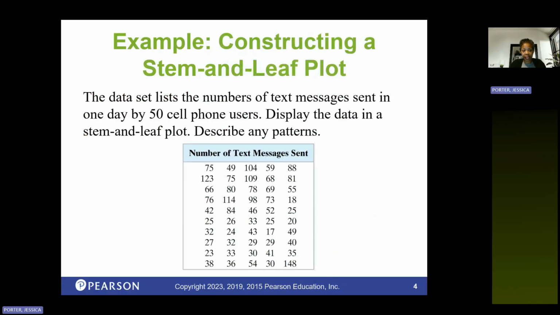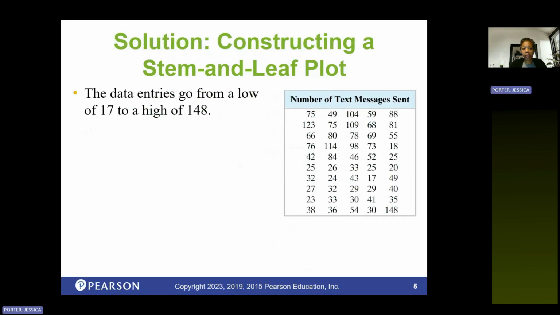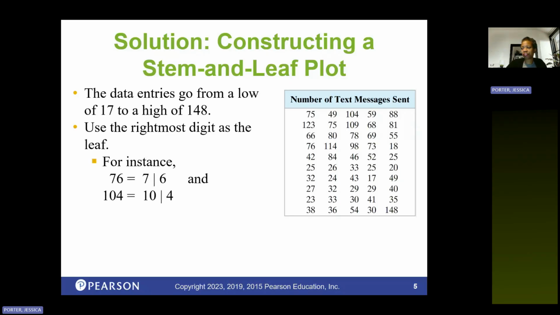Now, we've got a list. There is only going to be one leaf per stem. Okay, so your stem might be, like you see here, 1, 2, 3. Your stem might be 12, and your leaf will be 3. So let's see what that looks like. And just a brief note, use the rightmost digit as the leaf. So for instance, 76, 7 would be the stem, the leaf would be 6. 104, 10 is the stem, the leaf is 4.